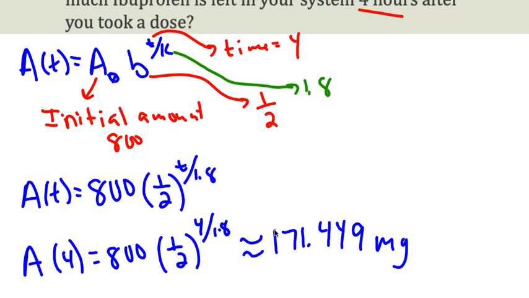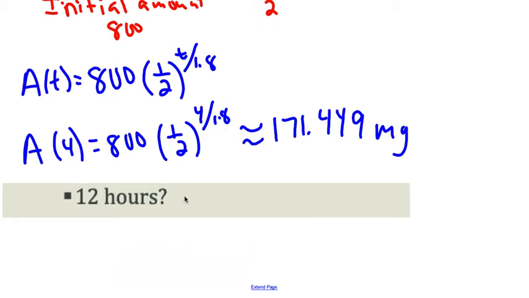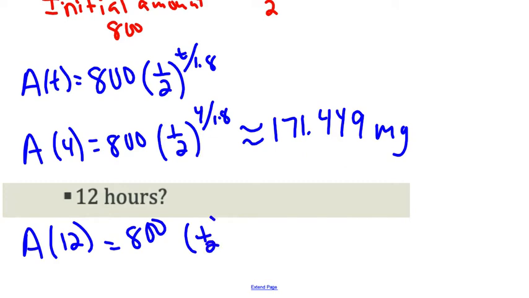Okay, so my next question is, how much is left after 12 hours? So we're going to take that same function and plug a 12 in for t. So 800 times 1/2, now we have 12 over 1.8. And what do we get here? So I'm just going to scroll back through my function that I already have entered, and I'm going to insert the 12.